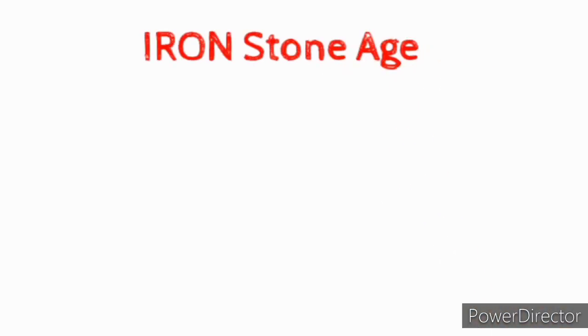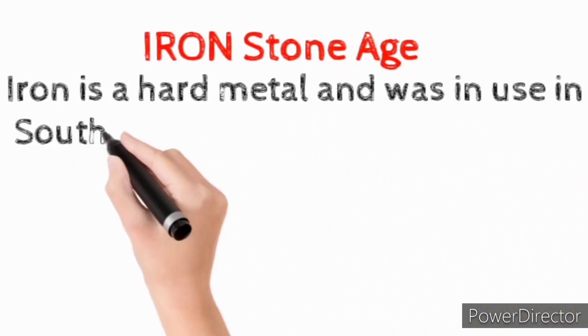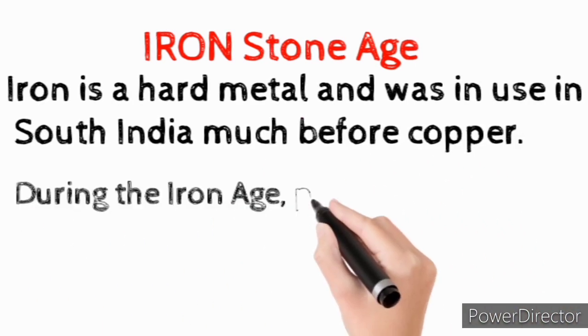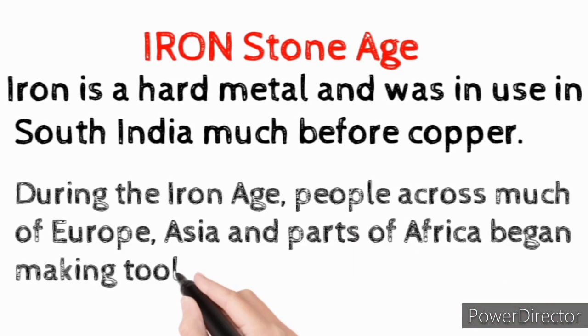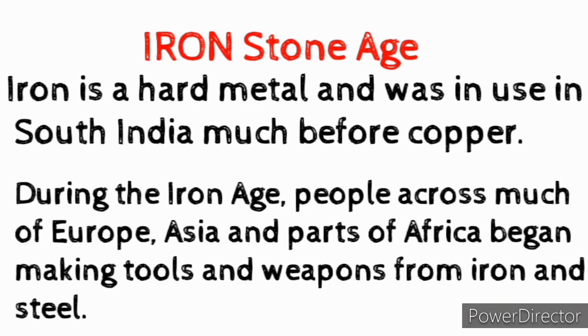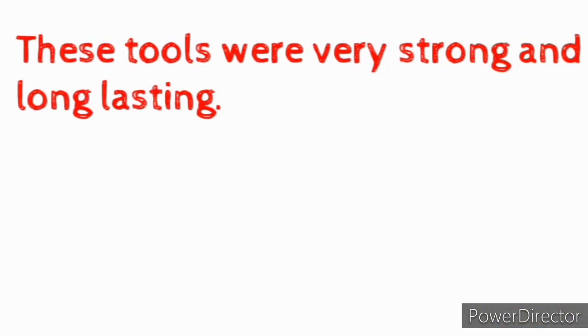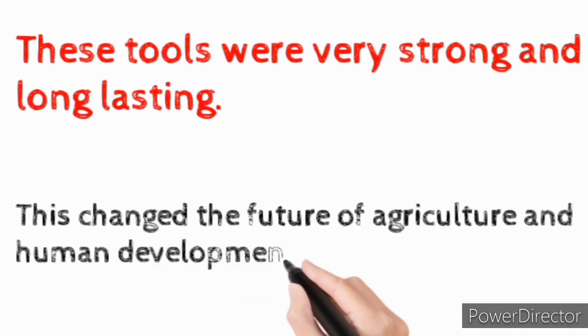Iron Stone Age. Iron is a hard metal and was in use in South India much before copper. During the Iron Age, people across much of Europe, Asia, and parts of Africa began making tools and weapons from iron and steel. These tools were very strong and long lasting. This changed the future of agriculture and human development.